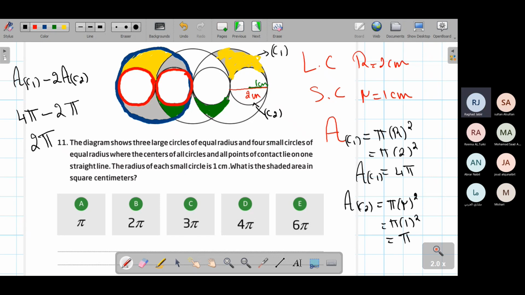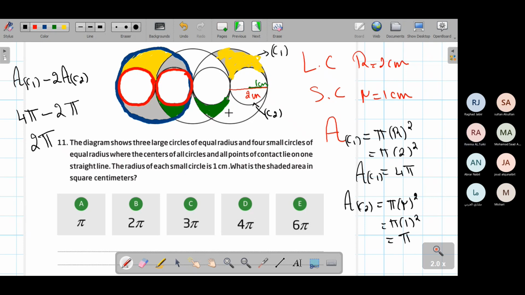Okay? Is that clear? Yes. Yes, thank you. Any questions? I have a question. How did we get the area of C1 as the radius is 2? Because there is no clear radius in these big circles.